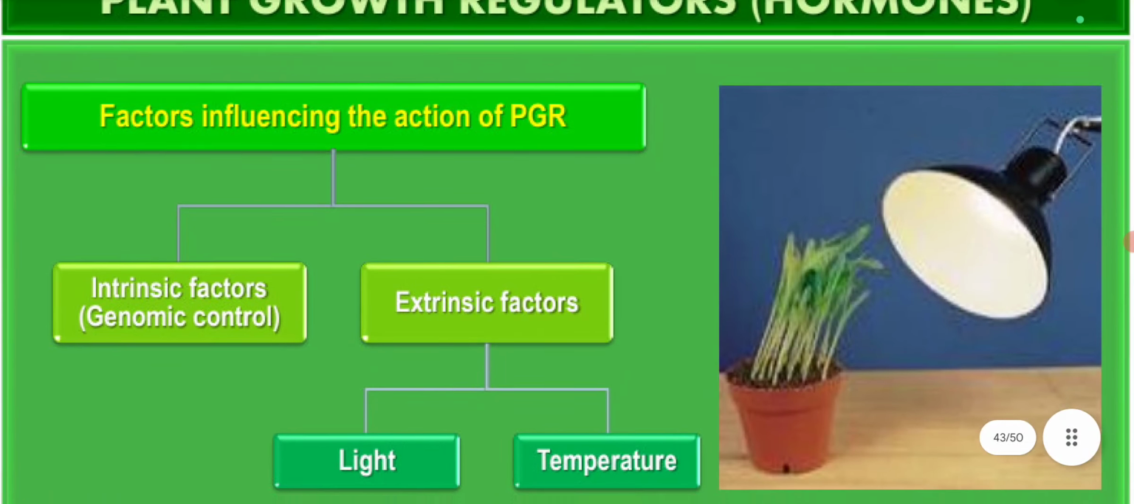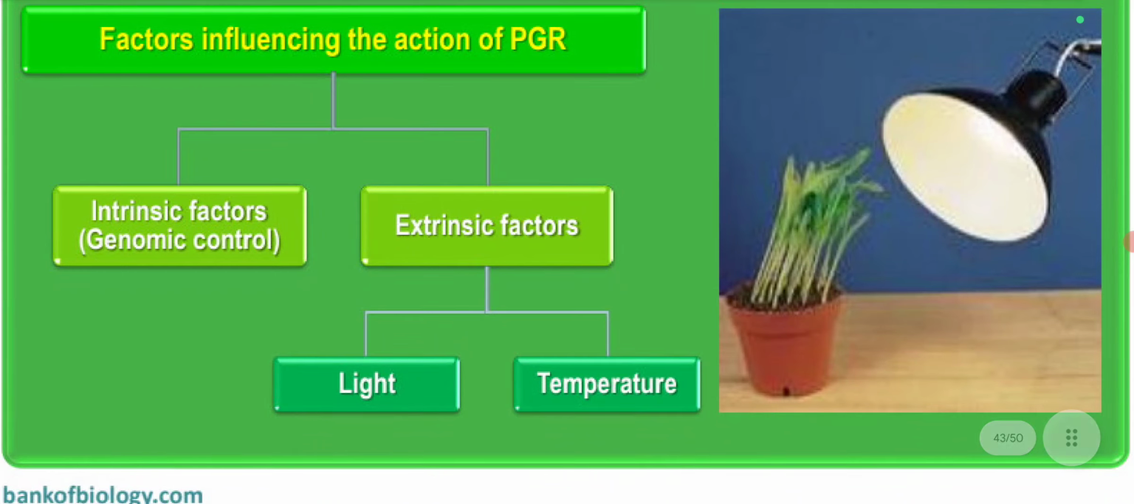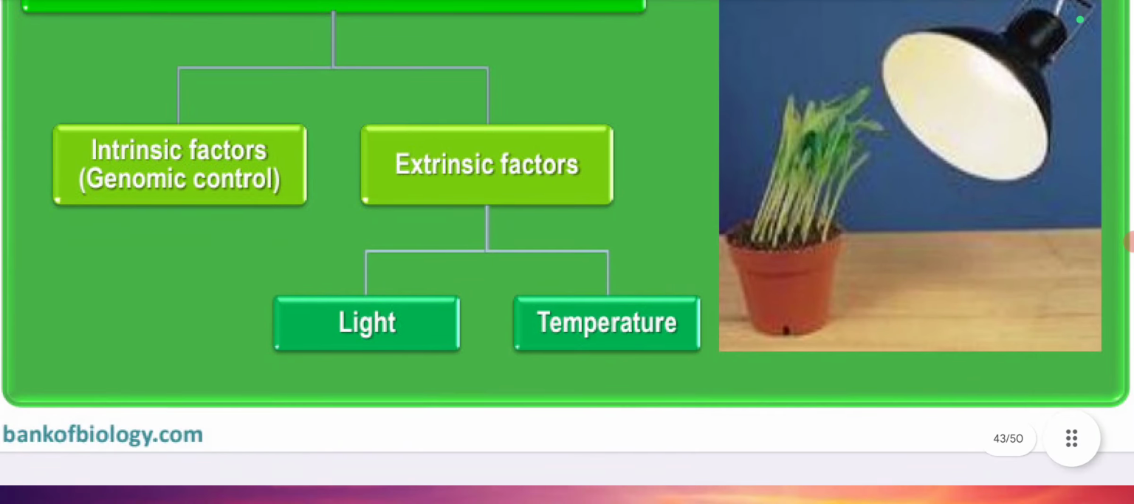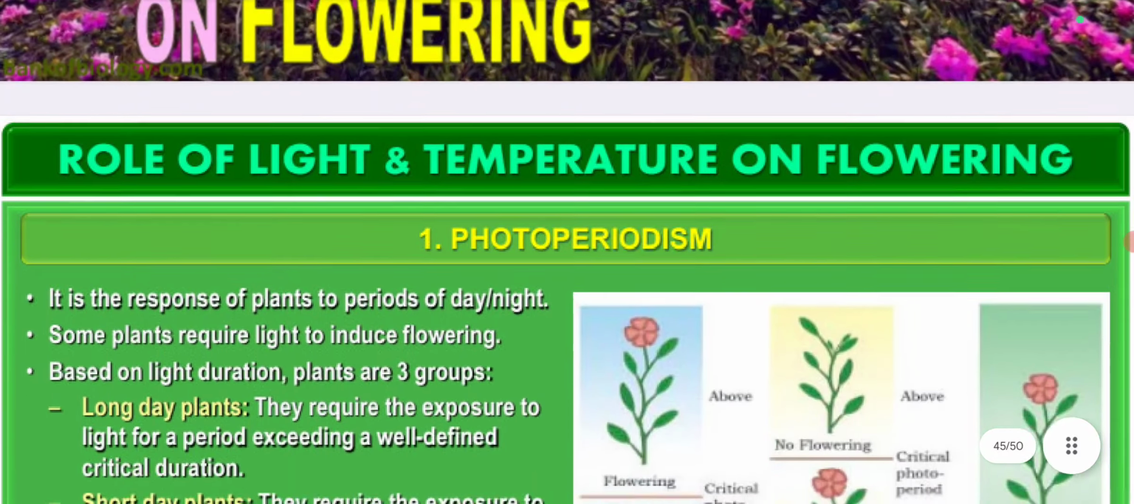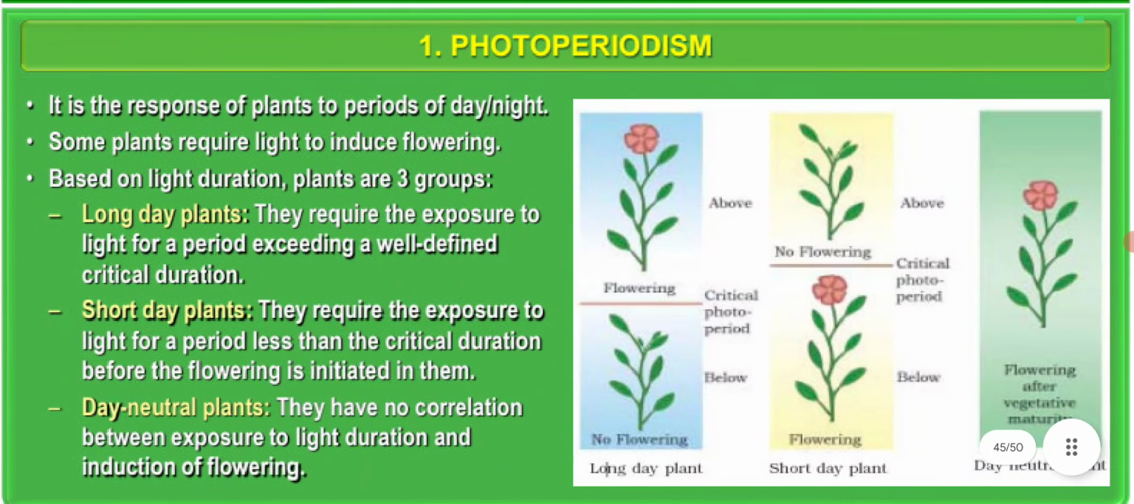Now coming to factors influencing the action of PGR. Intrinsic factor, genomic control, we all go through it. Extrinsic factors, light, temperature. First of all, the role of light and temperature on flowering. First is photoperiodism. It is the response of plants to periods of day and night. Some plants require light to induce flowering. Based on light duration, plants are in three groups.